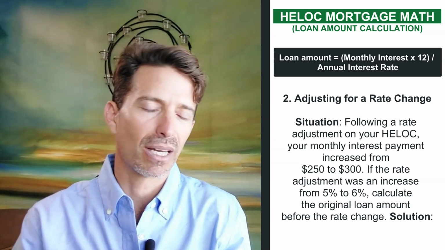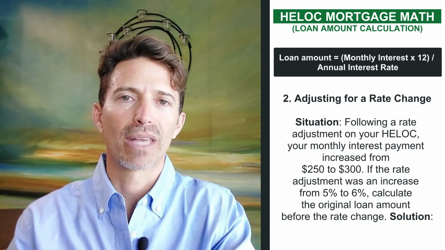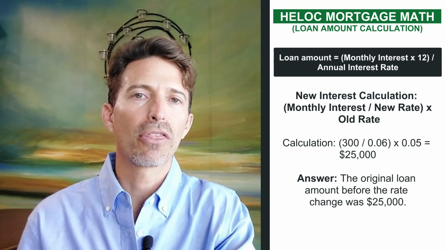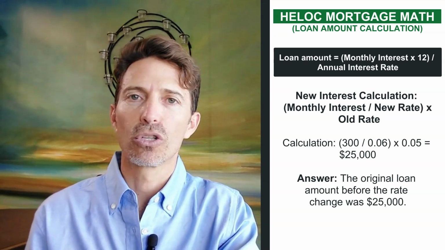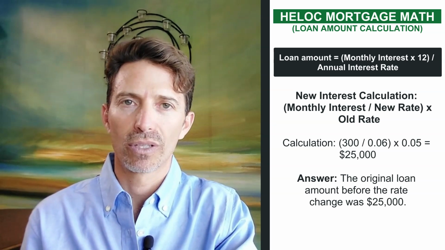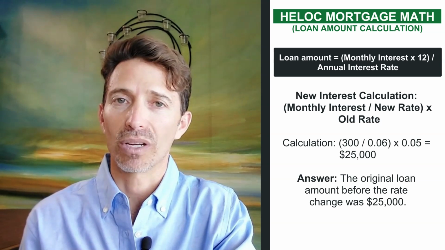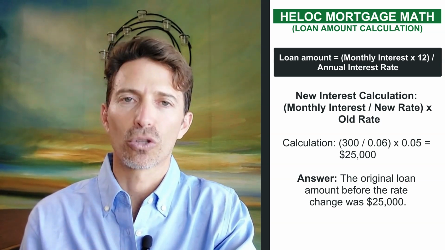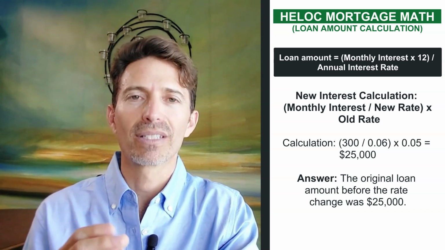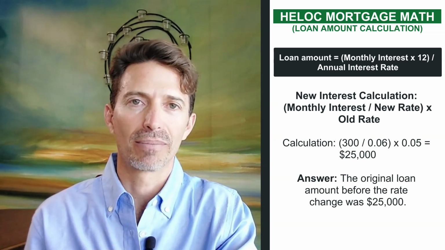So the solution is going to be basically like this. We have to use the equation, or the way to factor in what that amount is going to be. So we're going to use monthly interest divided by new rate times old rate. So we're going to take 300, which is the monthly interest, divide that by 12 times 0.05, which would be the 5%, then we're going to get 25,000. So the original loan amount before the rate change was 25,000. And if you didn't understand, it's perfectly fine. You can go back and do it again. So let's move on to the next exercise.